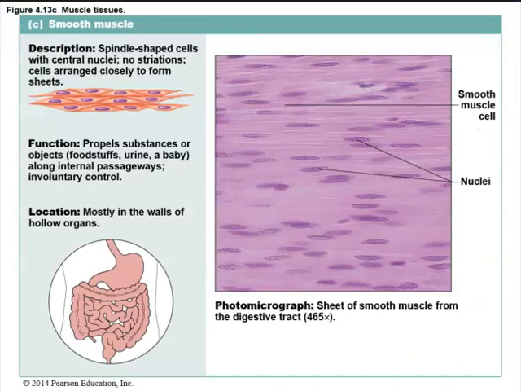So here we can see a slide of smooth muscle tissue. We can see the nuclei of the smooth muscle cells. So these are spindle-shaped cells with the central nuclei. There are no striations within the smooth muscle, and the cells are arranged closely to form sheets. The function of the smooth muscle is to propel substances or objects, such as foodstuffs, urine, even a baby, along the internal passageways, and we know that smooth muscle is under involuntary control. The location of the smooth muscle is mostly in the walls of our hollow organs.